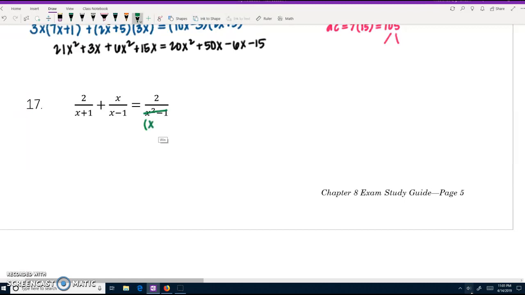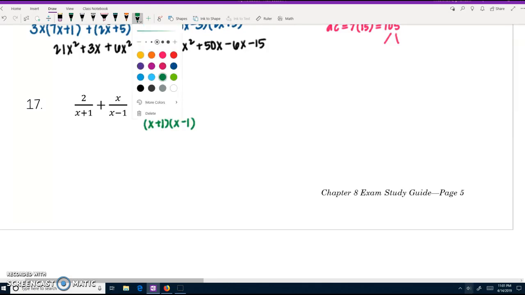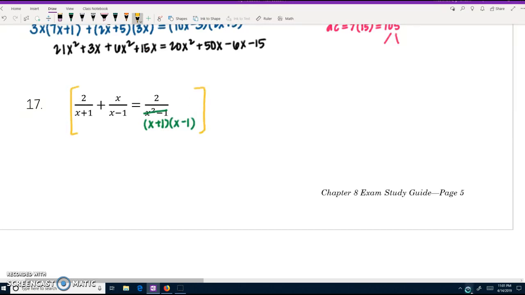So this x squared minus 1, I can factor to be x plus 1, x minus 1. So then when I check out my denominators, that is going to be the common denominator because one has x plus 1, one has x minus 1, and then the last one has both of them. So I'm going to have to multiply both of those terms into each expression, and that's going to get rid of all of my fractions. So over here and over here, I'm going to use x plus 1, x minus 1.